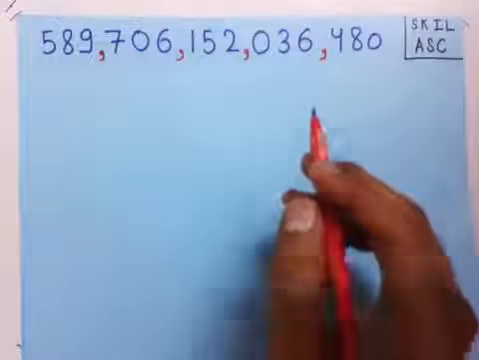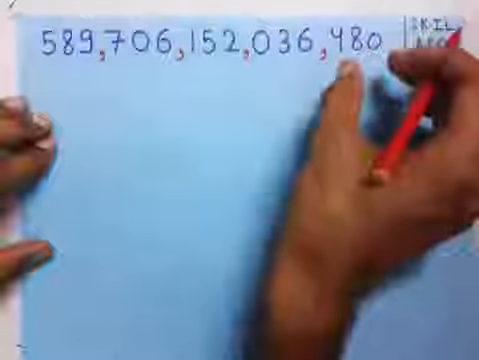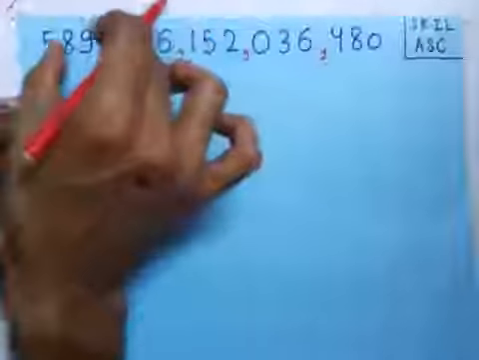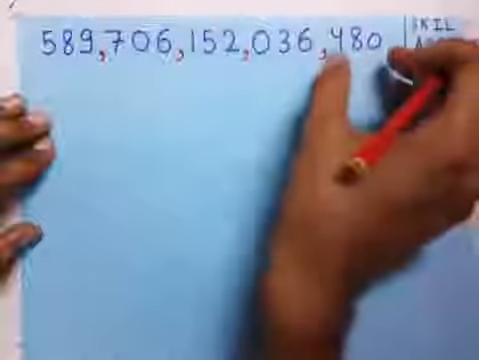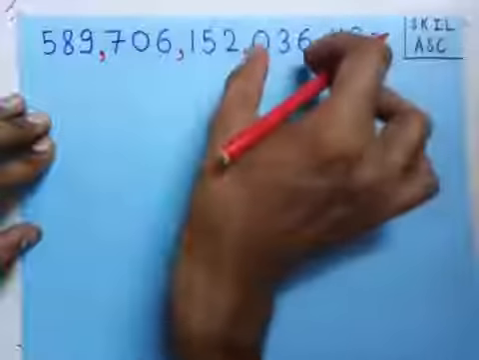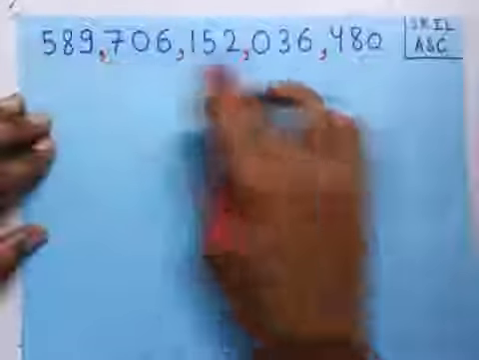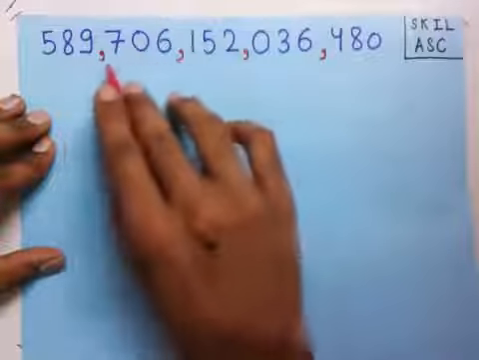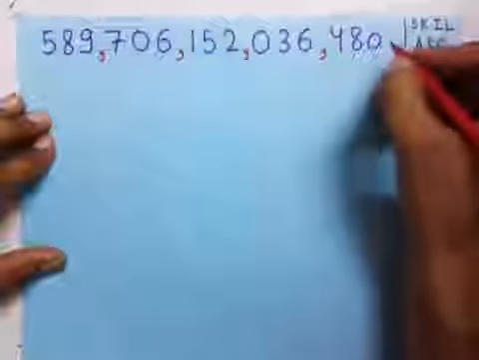Now you see, we have broken this very large number into smaller numbers because we don't know how to read this very large number, but we know how to read these smaller numbers. We can read these smaller numbers. So we have broken this very large number into smaller numbers with the help of these commas. And how do we put commas? We put commas after every 3 digits.